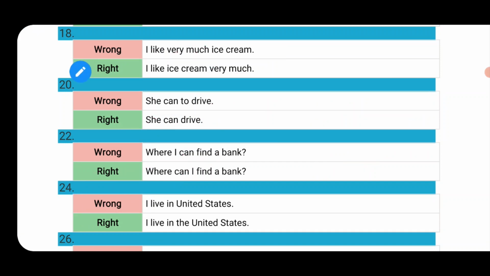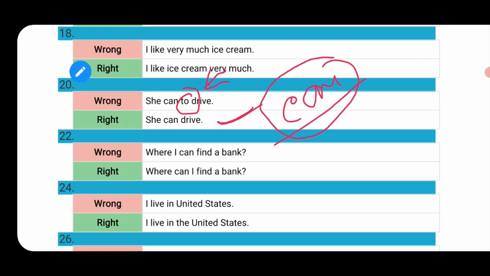It is very easy. She can to drive. We do not need the to. Earlier I told you, we just need to remove some words. Remove to and it becomes: She can drive. What is can? Can is a modal verb. What does can indicate? Can indicates ability. Okay?